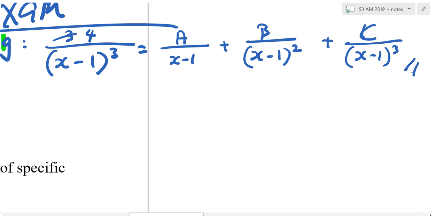You need to find A, B, C. But that is later. First, we need to set up the equation correctly. Then we talk about how to solve later. Power 4, I got 4. Power 10, I got 10. But the exam won't come out like that.